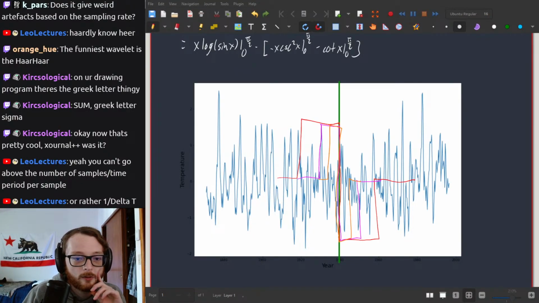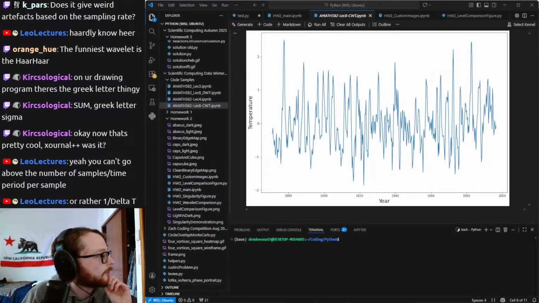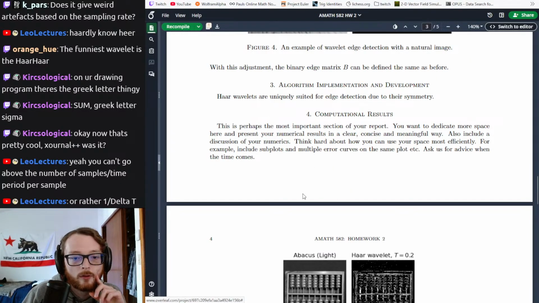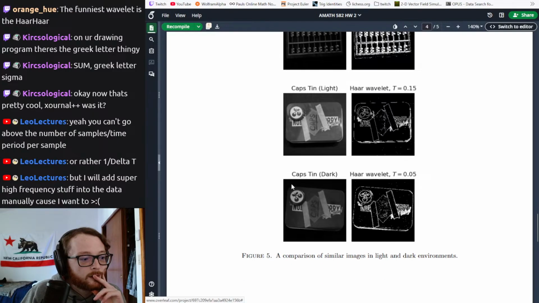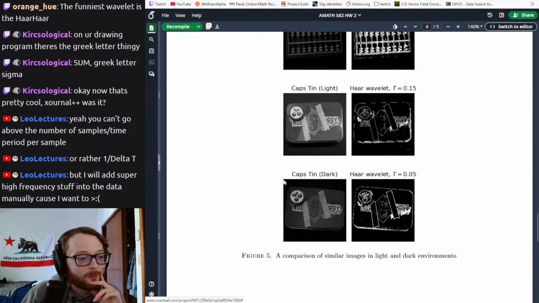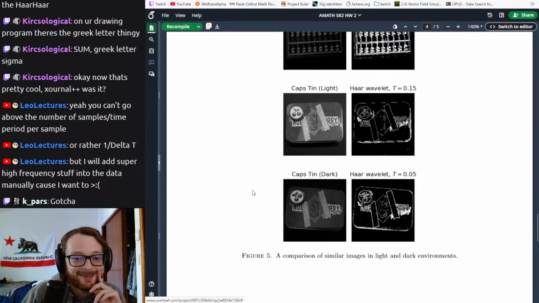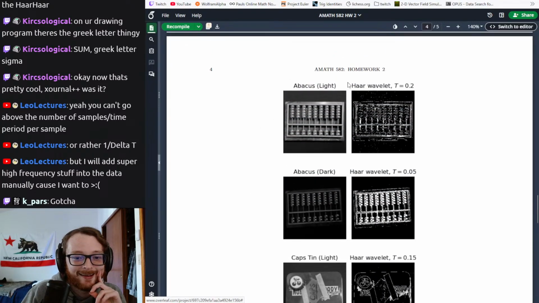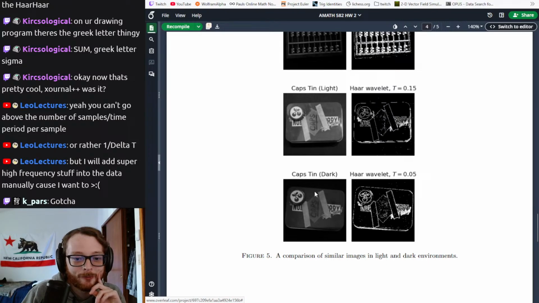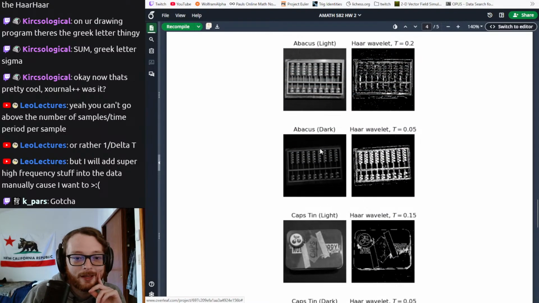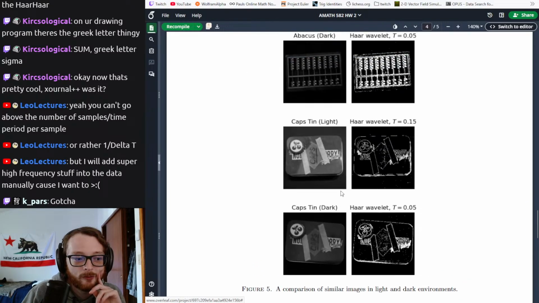Oh, you know what? Okay, so you add sprite frequency stuff into the data manually because I want to. I want to redo this figure here. This takes up way too much vertical space. And I want to make it so it's 2x4 instead of 4x2.